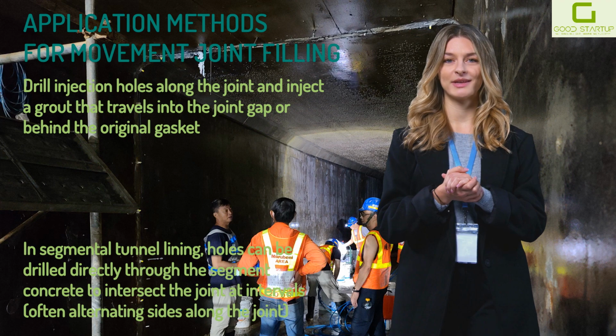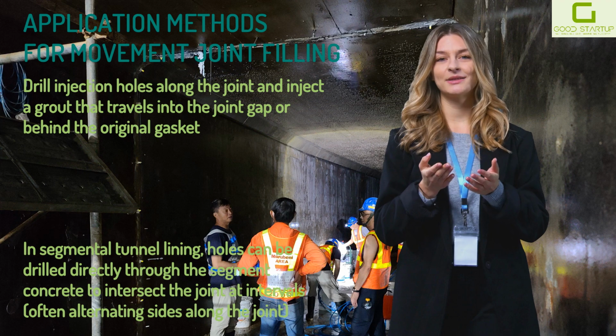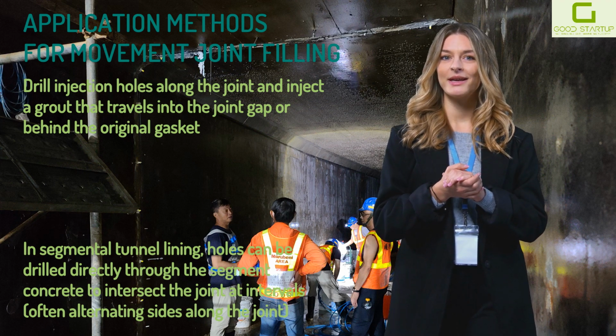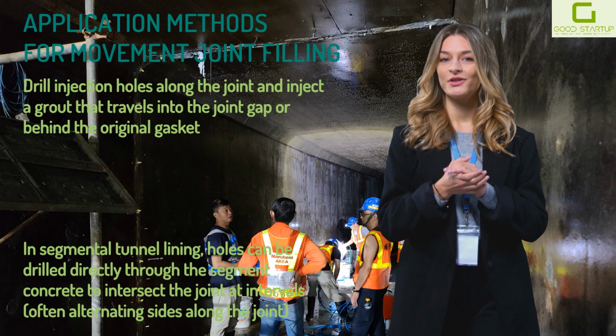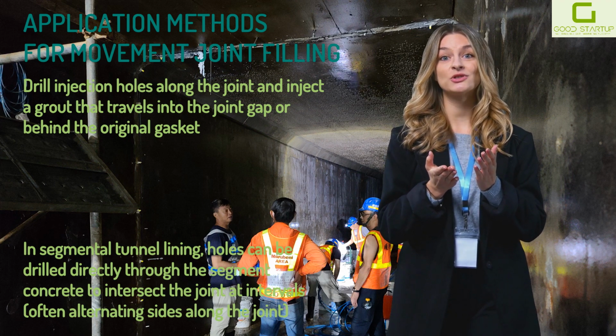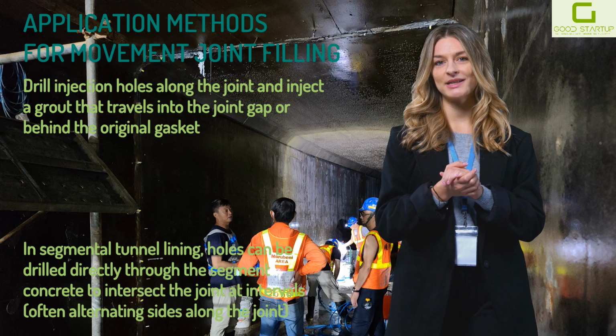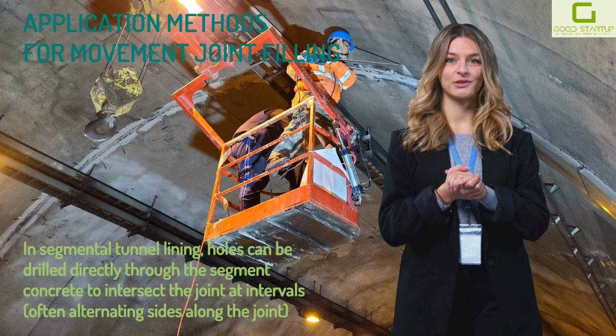Sealing and injection techniques for movement joints. When addressing a leaking movement joint, the repair method must avoid locking the joint. In practice, this means injecting flexible sealing materials into or behind the joint rather than using rigid fillers. A common technique in tunnels is to drill injection holes along the joint and inject a grout that travels into the joint gap or behind the original gasket.